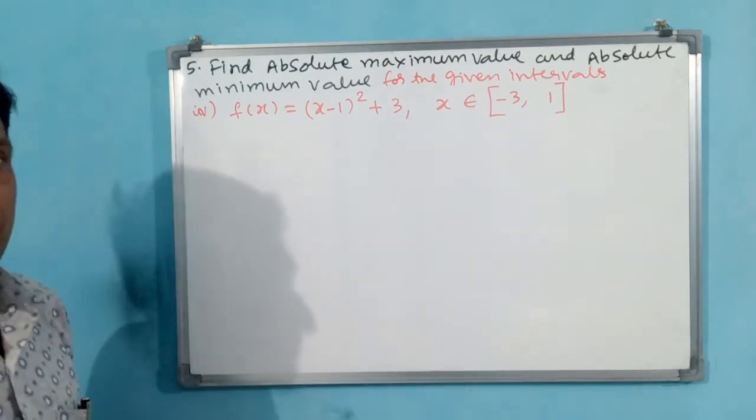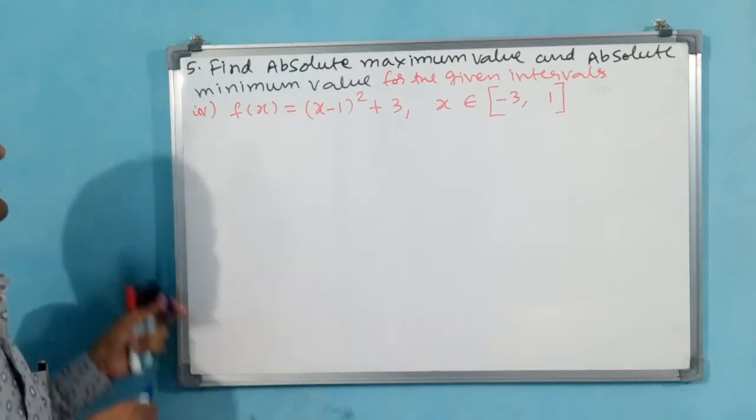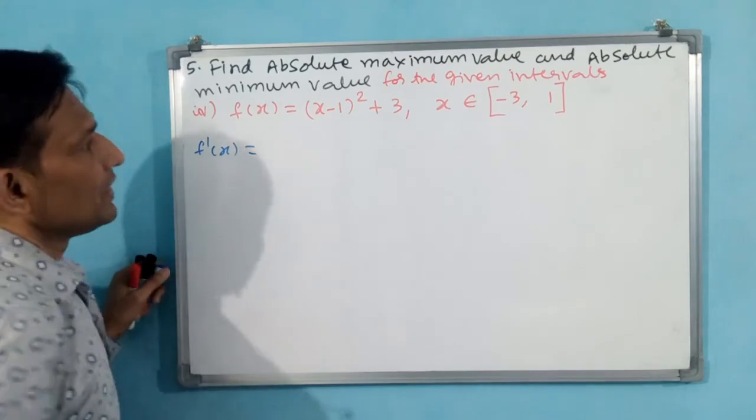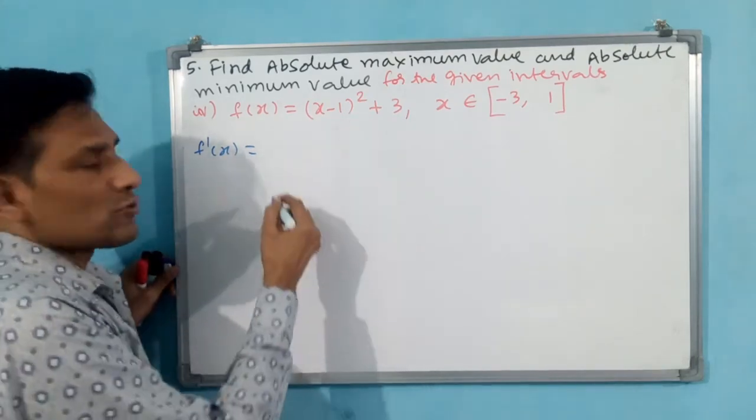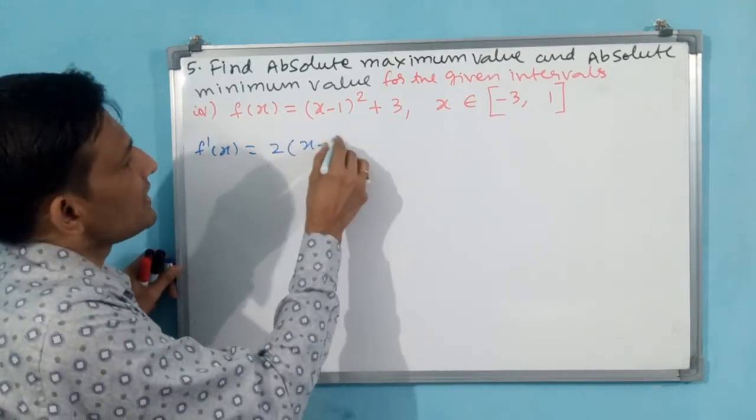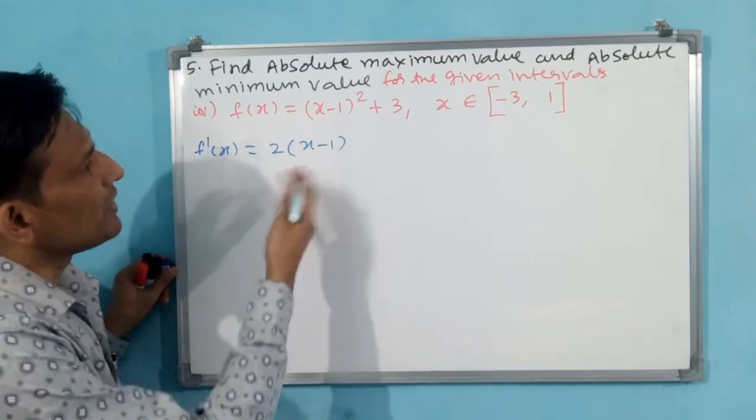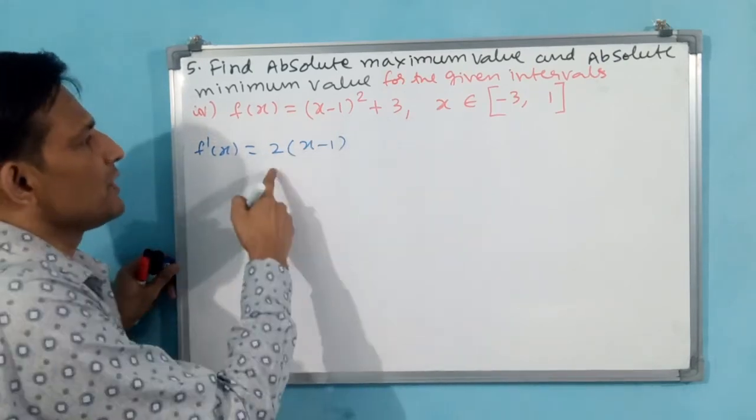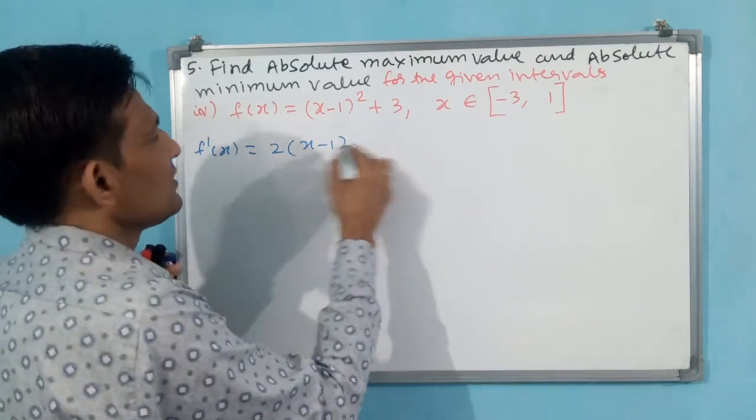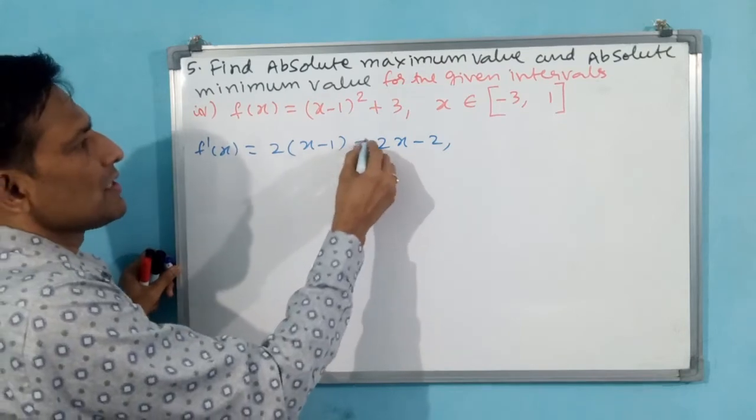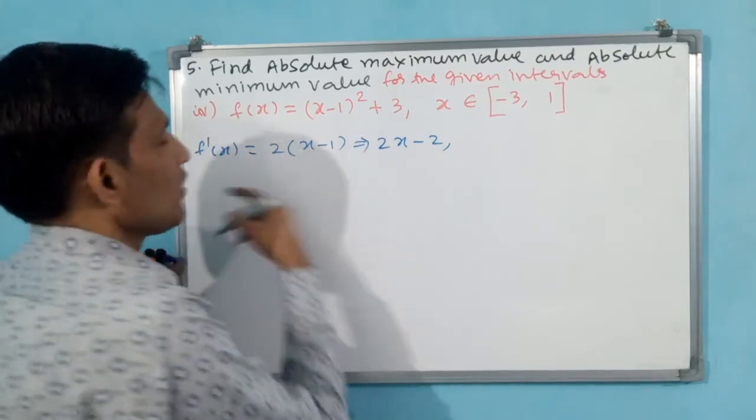Okay, you see, first let us find f'(x). Write down f'(x) is equal to, see, d/dx of x squared is 2x, that means 2 into (x minus 1). d/dx of (x minus 1) is 1 only, that is why you need not do. d/dx of 3 is 0. That will give 2x minus 2. Okay, 2x minus 2.